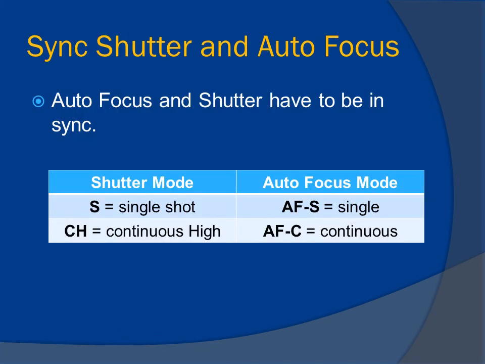You need to synchronize the shutter mode and autofocus. If you look at the left column, these are the shutter modes, and on the right column, the autofocus modes. Single shot shutter needs to be set to AF-S. Continuous high, you need to set it to AF-C.